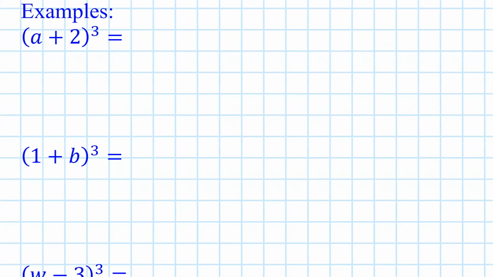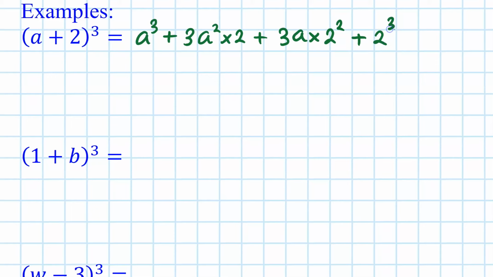First one, a plus 2 cube. So we would have a cube, plus 3a squared times 2, because that's your y, plus 3a times 2 squared, y squared, plus y cube, in this case 2 cube. Now let's simplify. A cube, 2 times 3 is 6, 2 squared is 4, times 3 is 12, 2 cube is 8, 2 times 2 times 2.